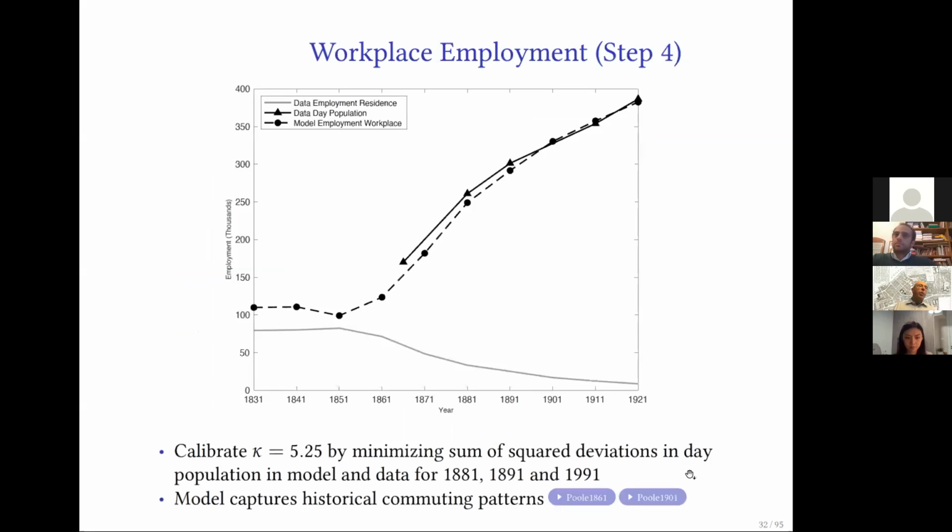So just an example of how we can take the model to the data, use it to predict what would have happened to commuting patterns if you eliminated the railway, and how we can actually confront the model with the data. And I think I should take another break there to take questions. I'm sure there are a number of questions about the model, and it'd be terrific to have a discussion now.